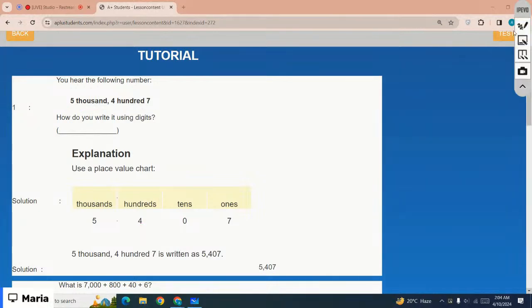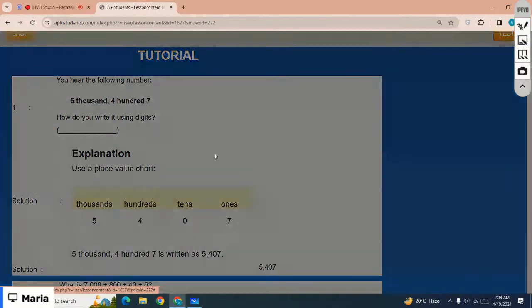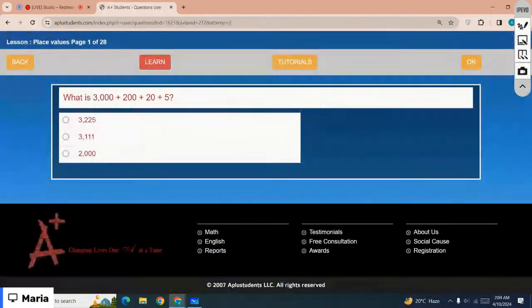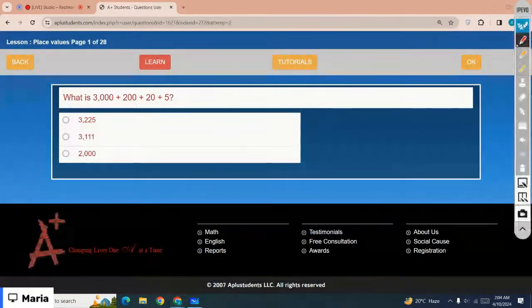Let's just start with the test questions. Basically, the question you are given as a test question is an example of the expanded form. That's how you write the numbers in expanded form, right? What is the 3000 plus 200 plus 20 plus 5? How do you write this number, right?